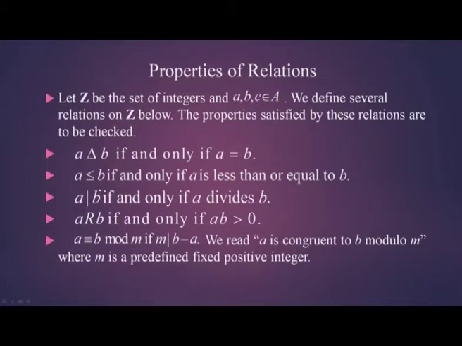The next relation is the less than or equal to relation, that we have already seen, a less than or equal to b if and only if a is less than or equal to b, and then we have the division relation, a vertical line b if and only if a divides b. We will be reading this symbol as a divides b, and then another relation that we have already seen, that is a is related to b if and only if ab is strictly greater than 0, and lastly we have also seen the congruence modulo m relation.